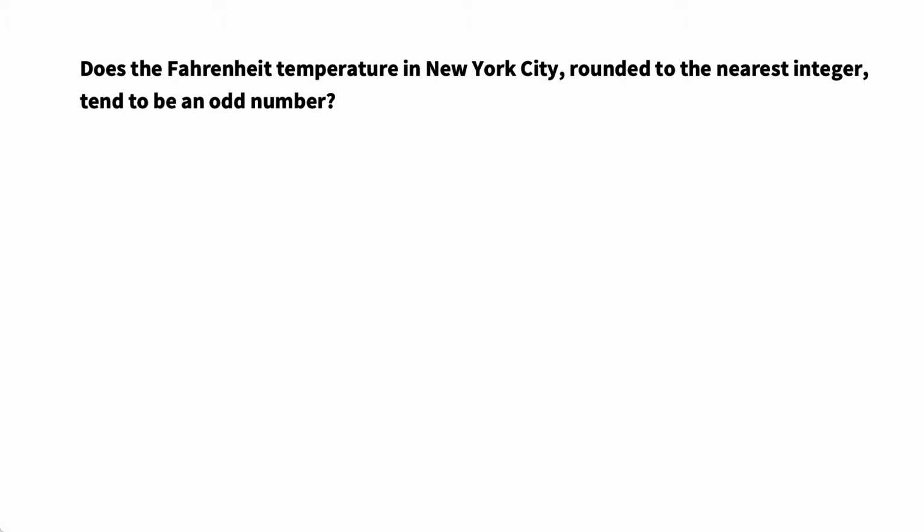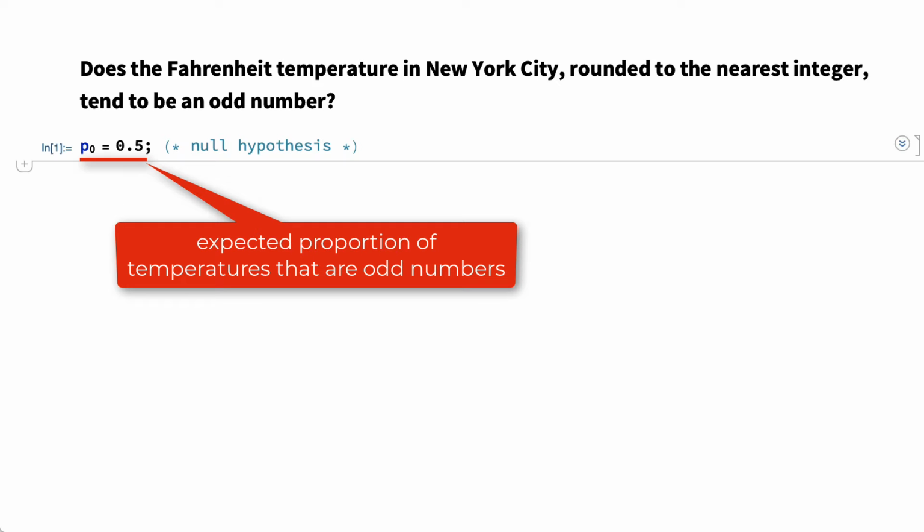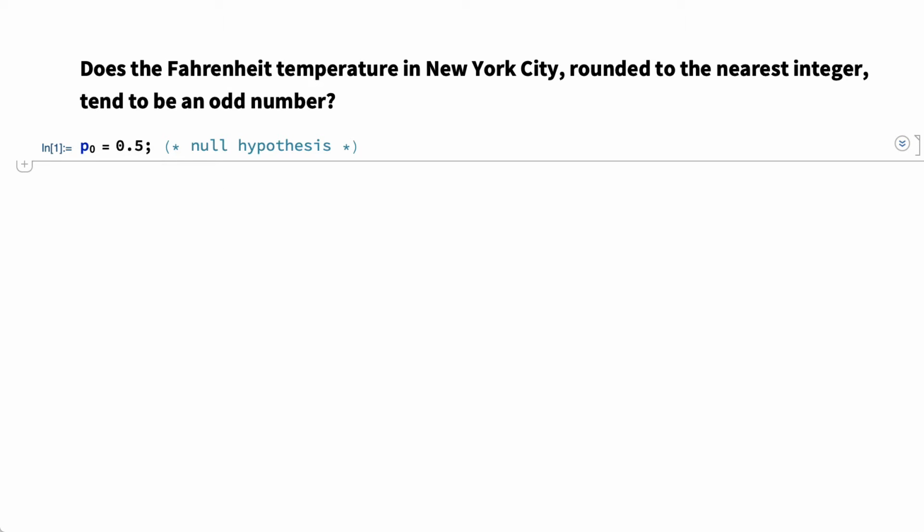It is likely, of course, that there is no particular tendency for the integer temperature to be either an odd number or an even number, so the expected proportion of temperatures that are odd numbers is 50%, which is the null hypothesis for this test. If a test of that hypothesis is repeated enough times, however, it is possible to eventually find a sequence of temperatures with an unusually high fraction of temperatures that are odd numbers.